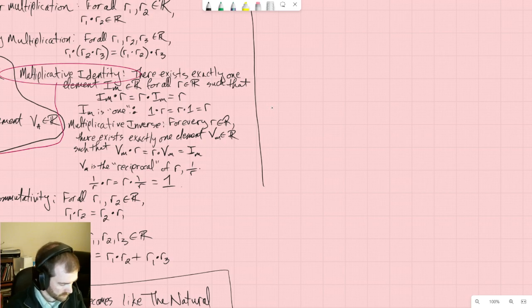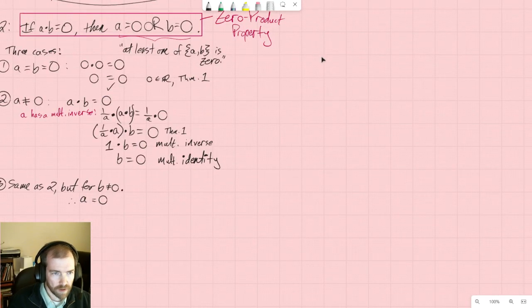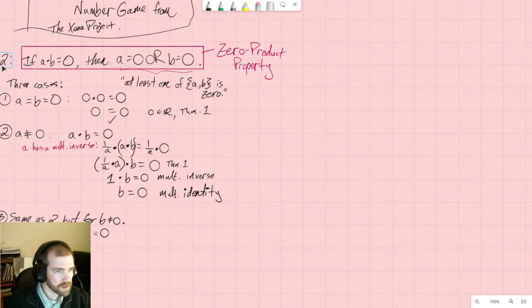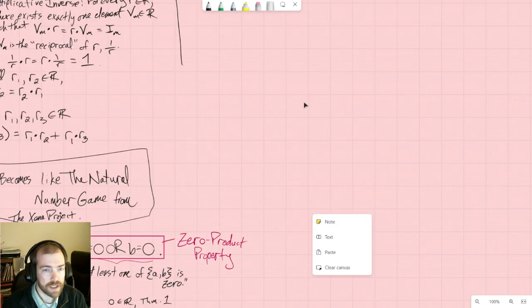Alright, so we already did Theorem 1 and Theorem 2. We talked about the zero product property, which was if you have a product of two numbers a and b that equals 0, then either a has to be 0 or b has to be 0. So we know that that has to be the case. Theorem 3.